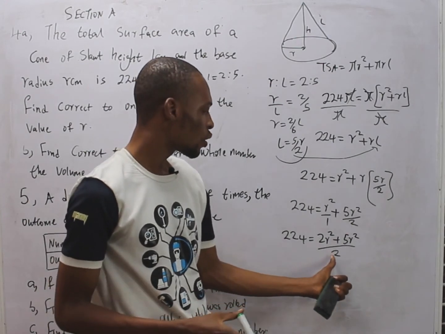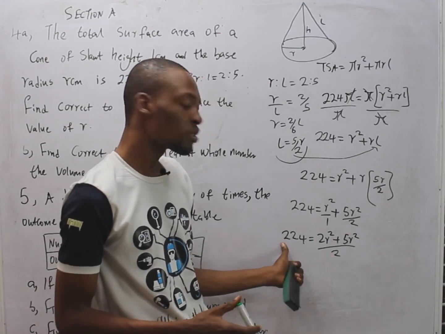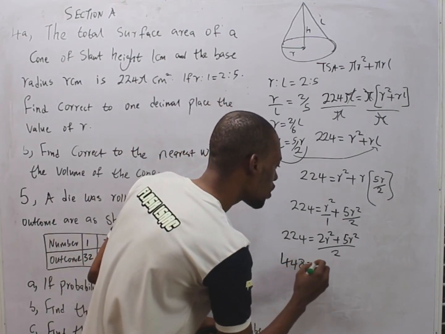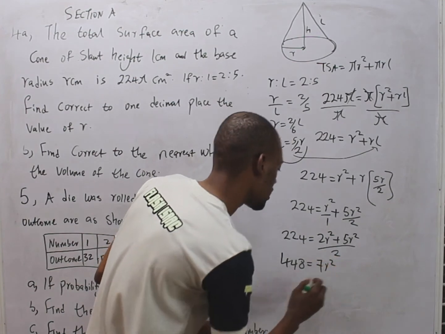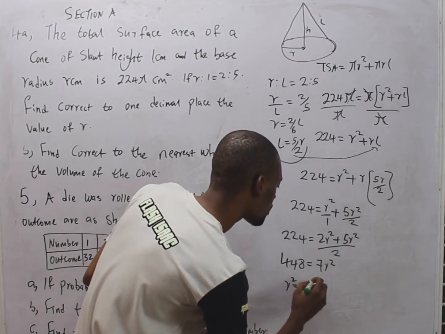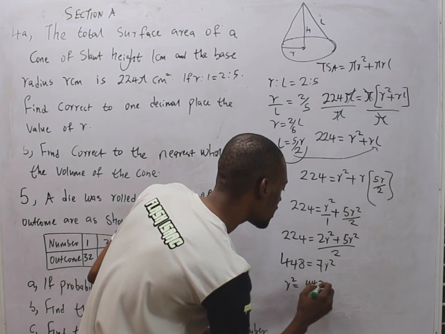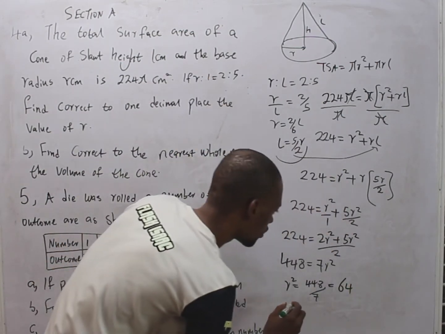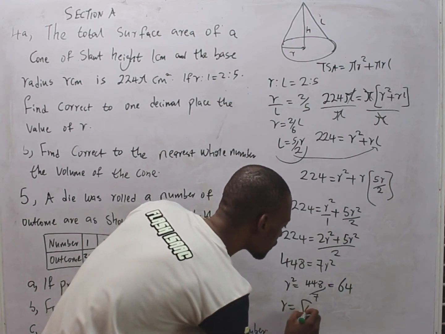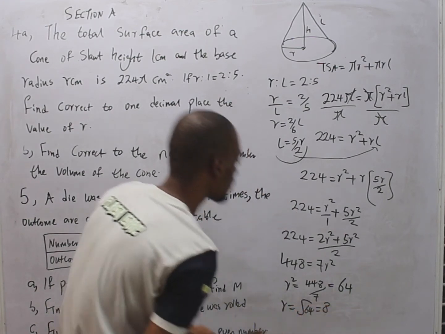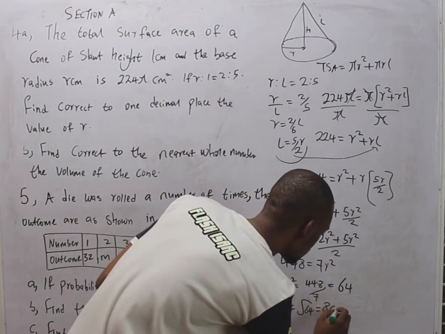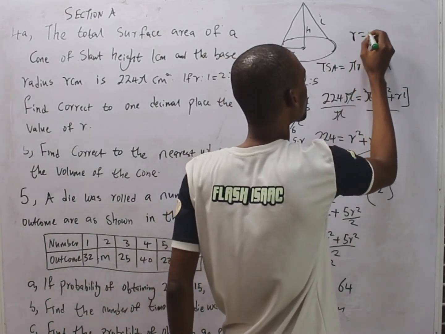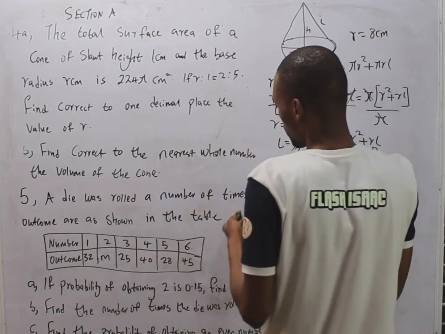Cross multiplying, we have 2 times 224. That should give you 448. 448 is equal to 7r squared. r squared is equal to 448 over 7, which is equal to 64. And r will simply be the square root of 64, which is equal to 8 centimeter. We solve for the radius. The radius is equal to 8 centimeter.